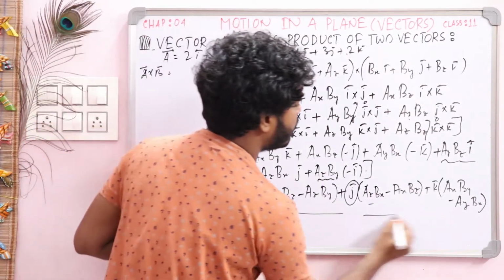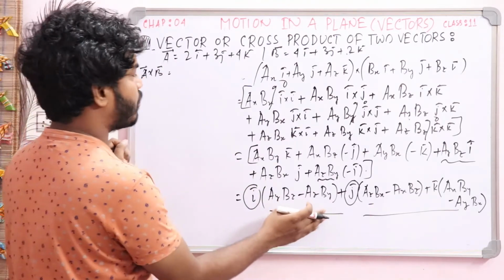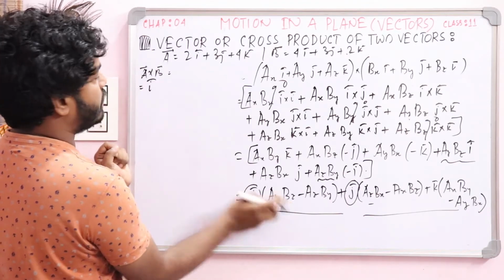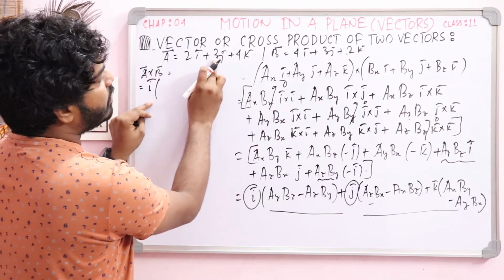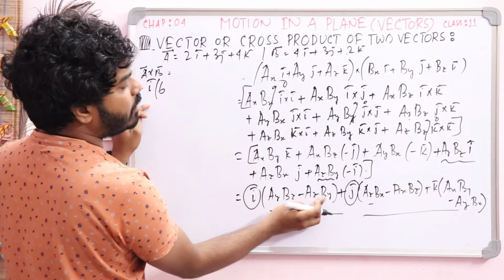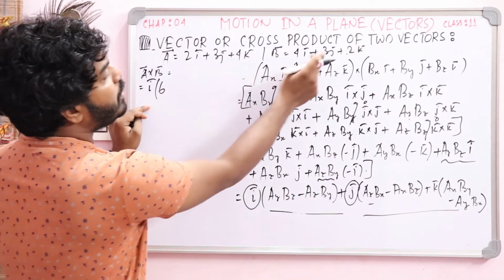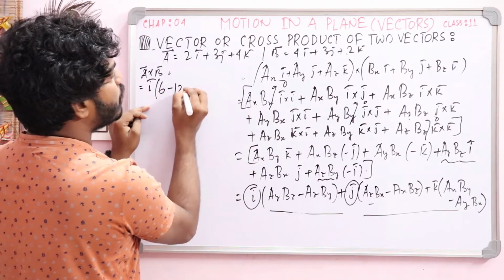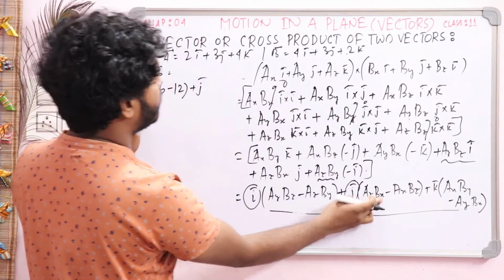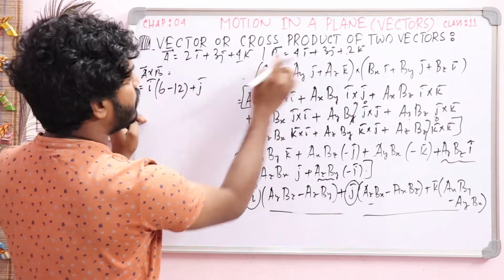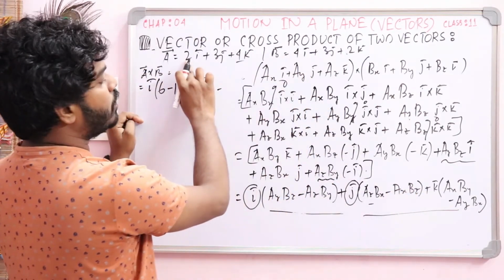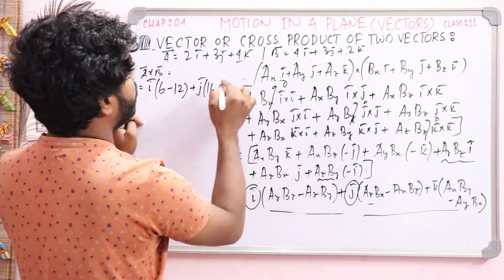Already, using this formula you will find the value. Okay, at first using this formula you find it. The answer will be, you just check I cap, then ay bz. Ay means 3, and bz means 2, 3 into 2, so this one is 6, minus az by. Az is 4, and by is 3, so this one will be minus 12, 4 into 3. Plus j cap, az bx, az is 4, bx is 4, so this one is 16, then minus ax bz, ax is 2 and bz is 2, so this one becomes 4.